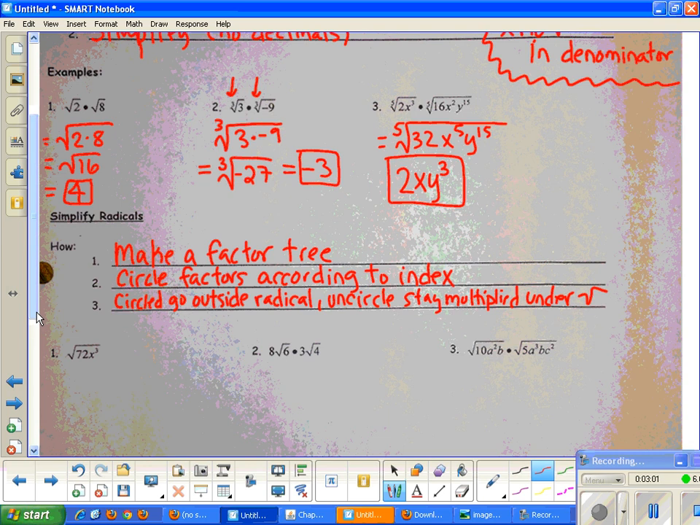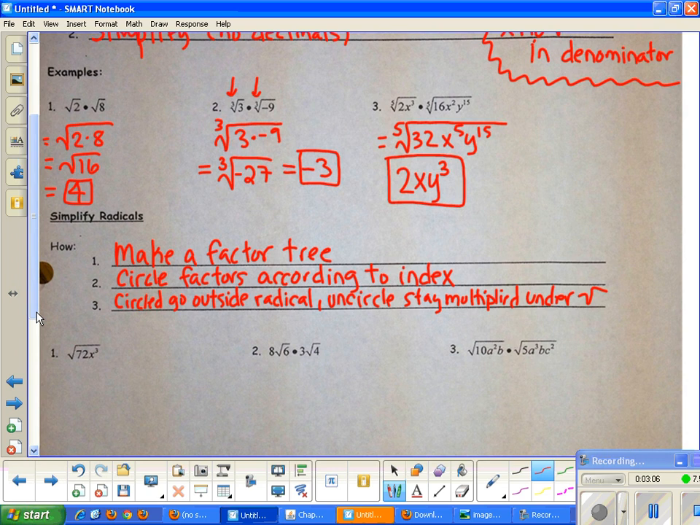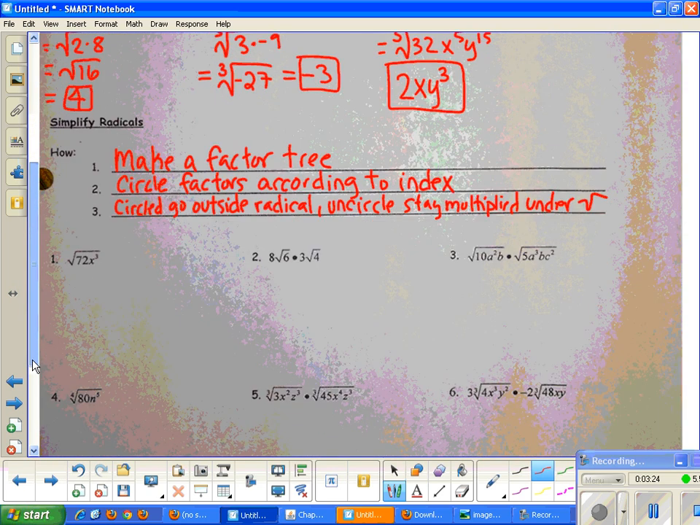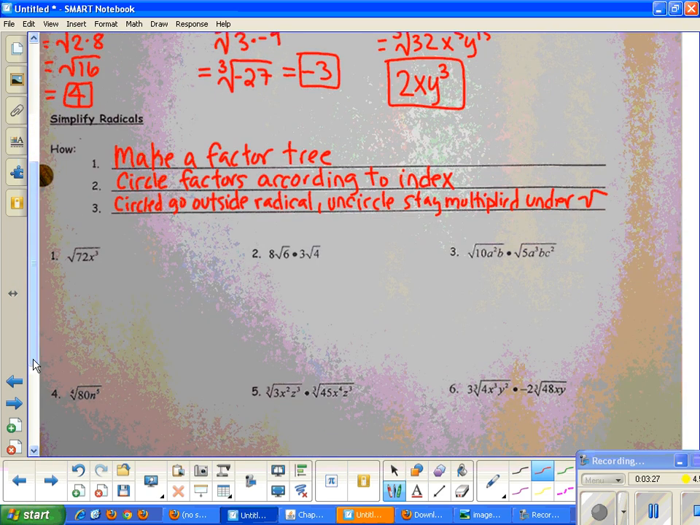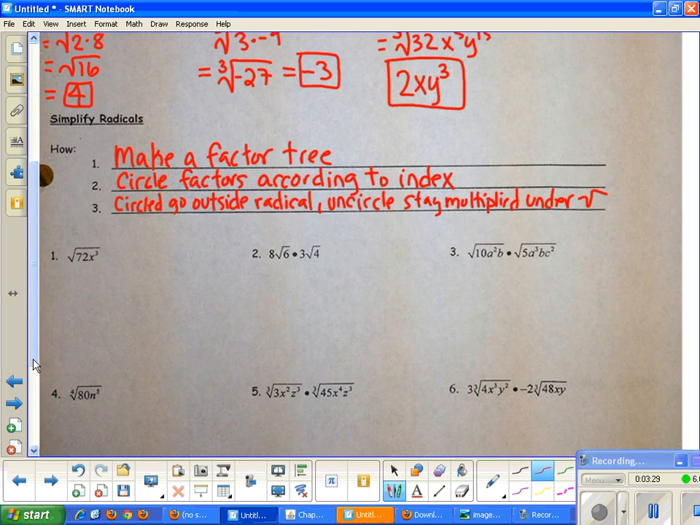Now, let's talk about simplifying radicals. How do we simplify radicals? So we've already done this, but remember you want to have no decimals, no fractions underneath the radical, and no radicals in your denominator, which we're not doing dividing yet. So you make a factor tree, circle factors according to the index, circled ones go outside the radical, uncircled stay underneath, multiplied underneath your radical. So if you look at number 1, we have the square root of 72 x to the third. So the index here is 2, even though it's not written. Now the square root of 72 doesn't give me anything nice. That means I need to make a factor tree.